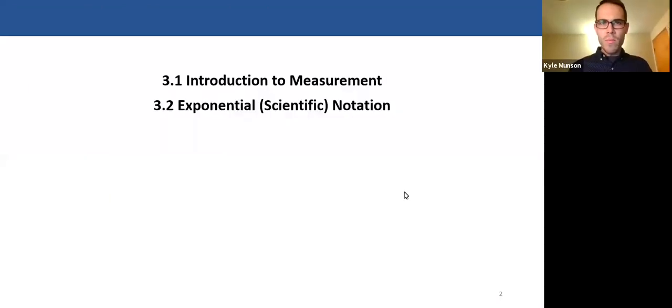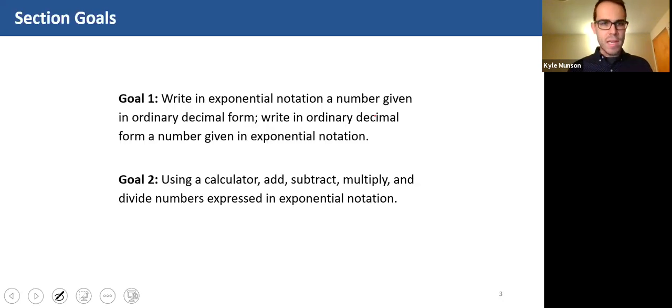All right, so in this video, we're going to cover the first part of these two examples, which is an introduction to measurement and exponential or scientific notation. Here's the goals for this section. We want to be able to write in exponential notation a number given in ordinary decimal form, or do the opposite, write in ordinary decimal form a number expressed originally in exponential notation.